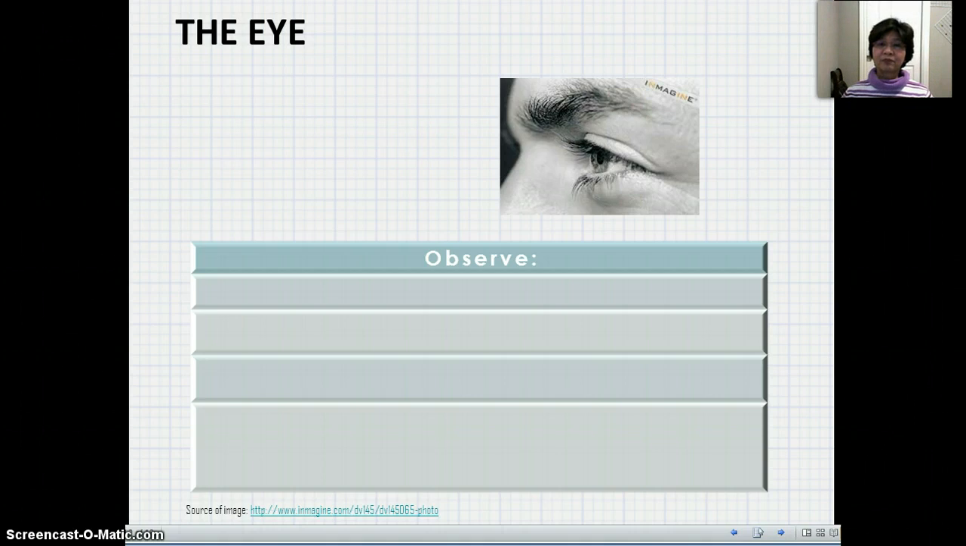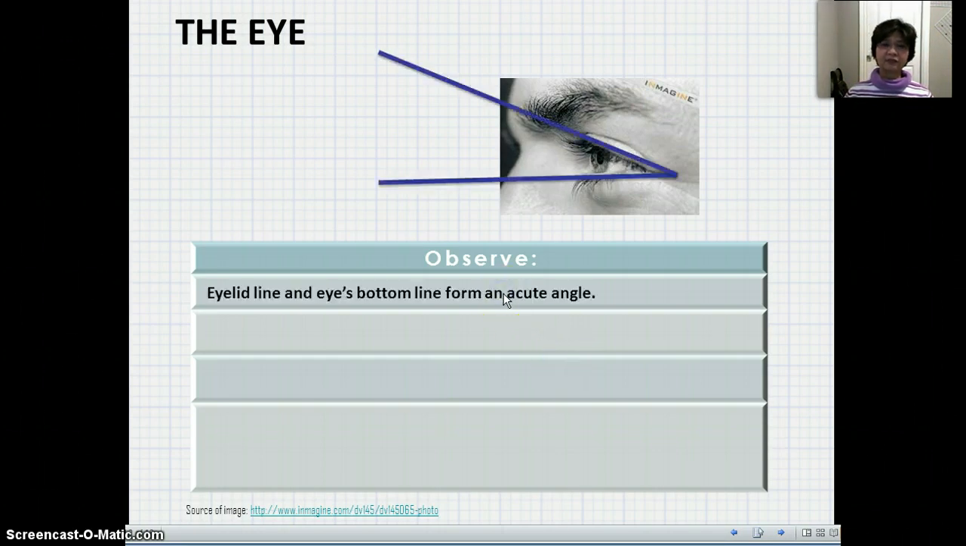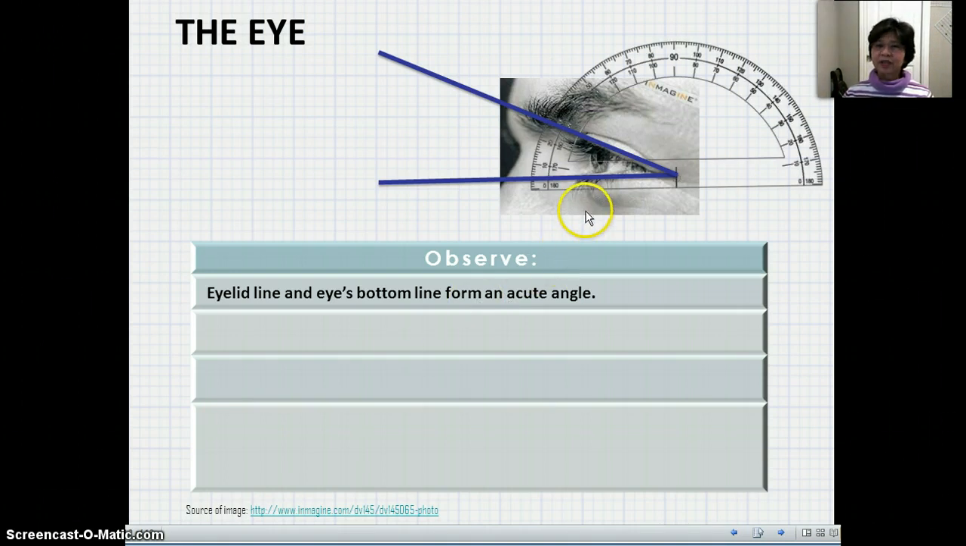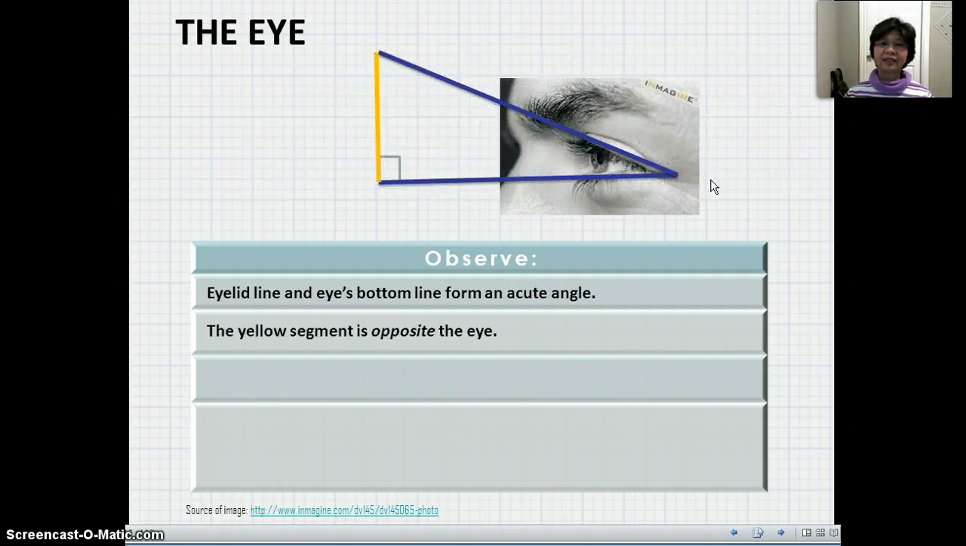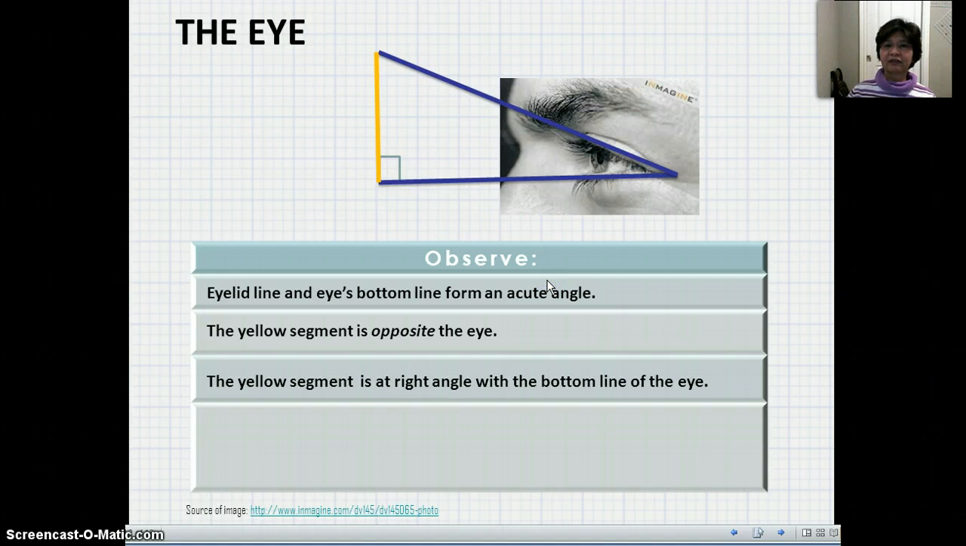Here's a picture of the human eye, side view. Let's make some observations. First, the line of the eyelid and the line of the eye's bottom form an acute angle. If we slide the protractor from the corner of the eye along the bottom line of the eye, we will hit a point where we can form a yellow segment. It's opposite the eye and is perpendicular to the bottom line of the eye.